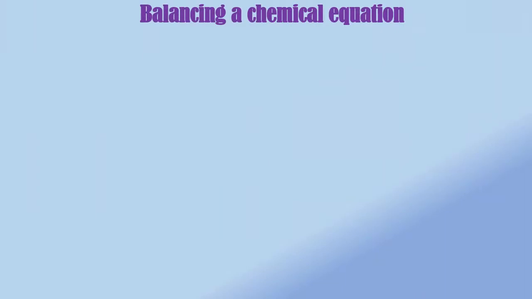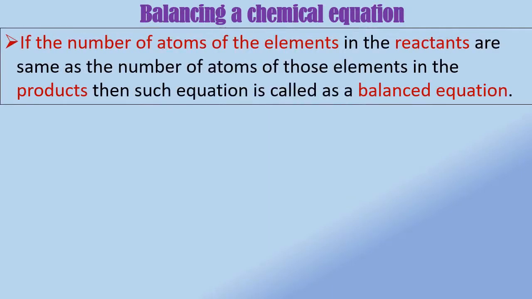Let us learn how to balance a given chemical equation. Before that, let us know what is meant by a balanced chemical equation. If the number of atoms of the elements in the reactant are same as the number of atoms of those elements in the products, then such equation is called as a balanced equation.